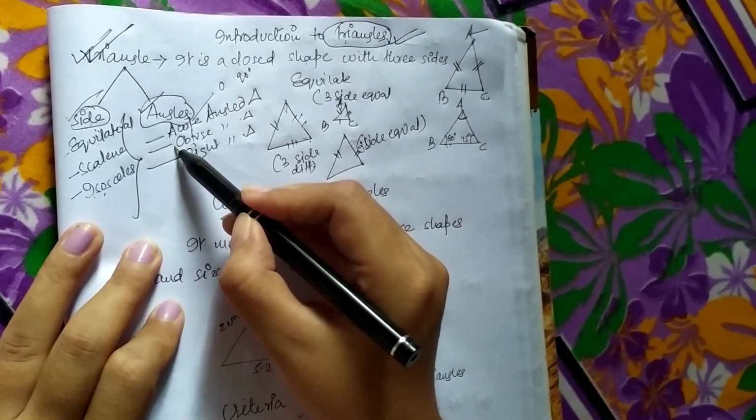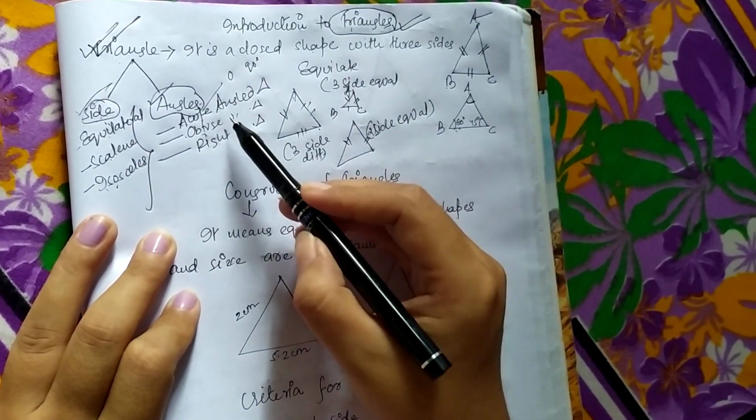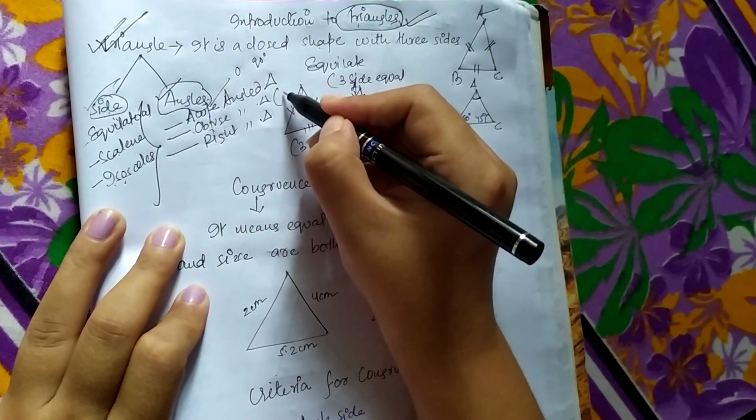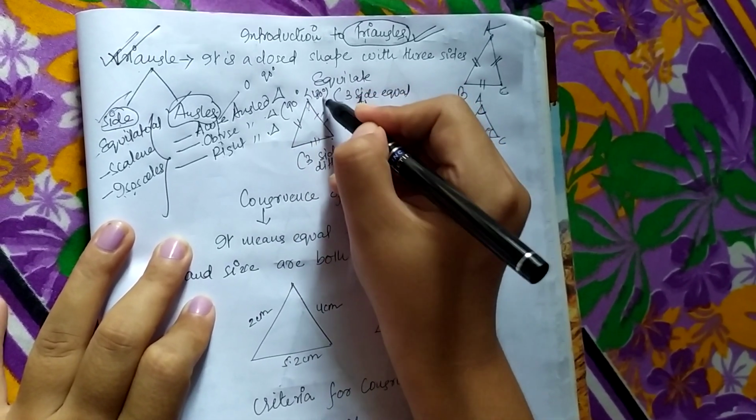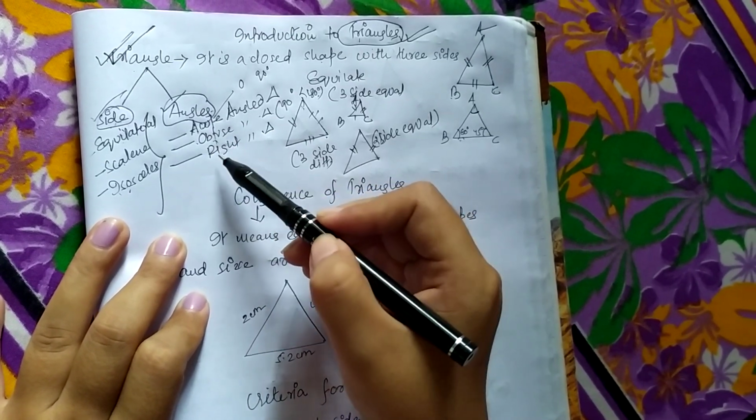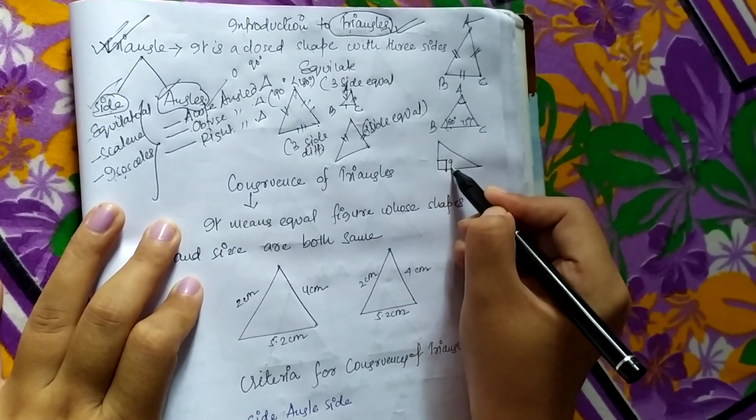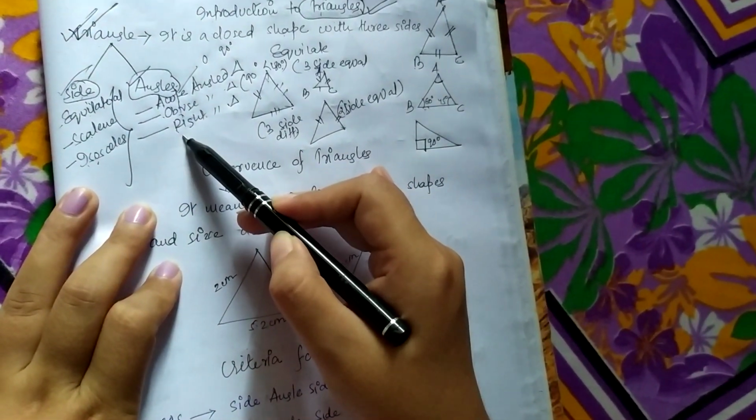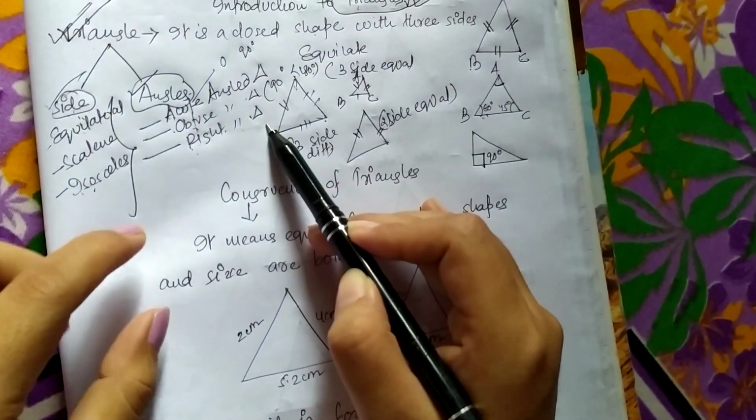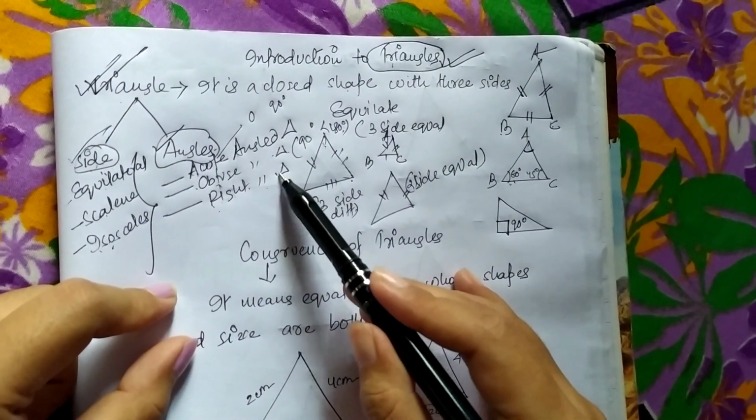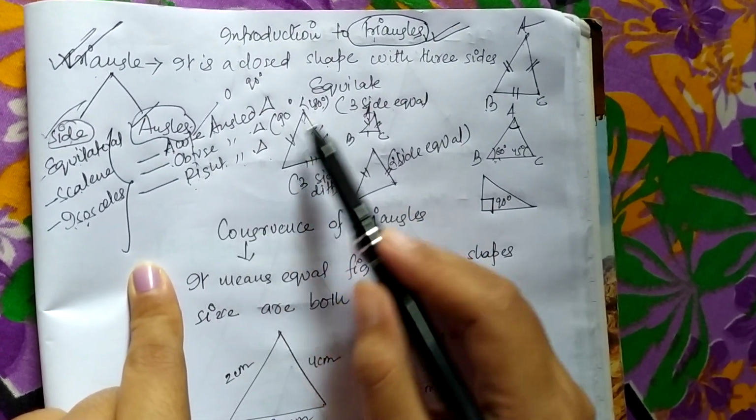In the case of an obtuse angle triangle, one angle should be more than 90 degrees, but it cannot exceed 180 degrees. In a right angled triangle, one angle must be 90 degrees. So this is the definition of a right angled triangle. And in an obtuse angle triangle, one angle should be more than 90 and less than 180 degrees.